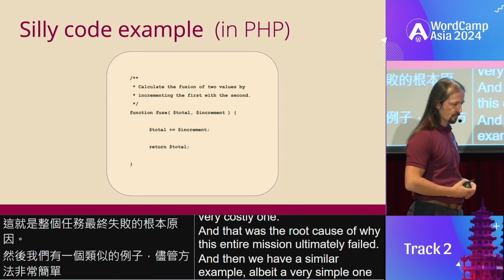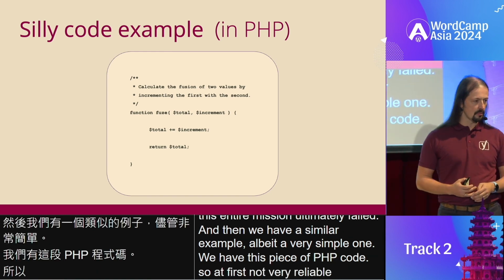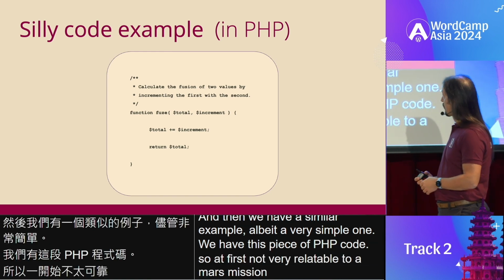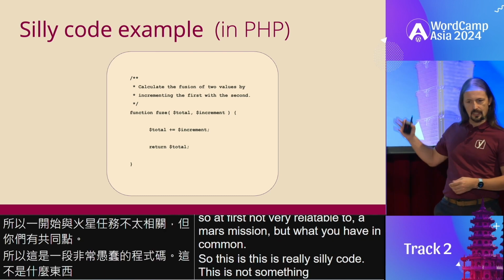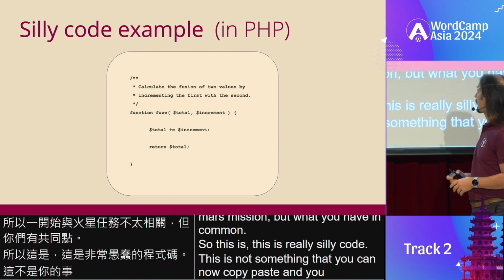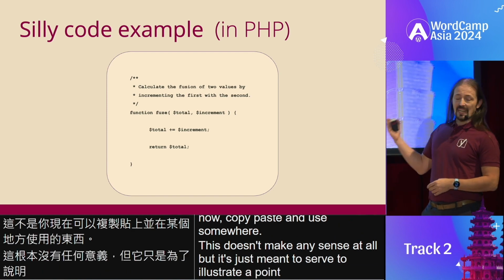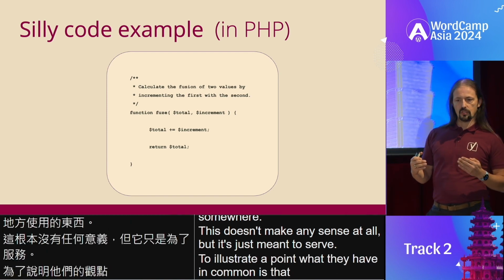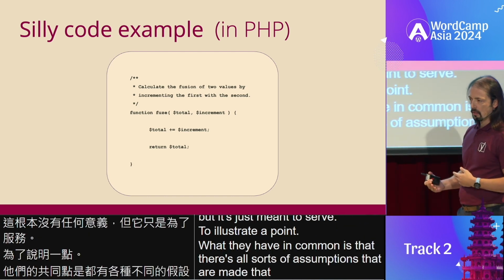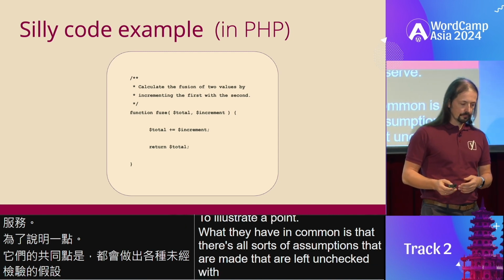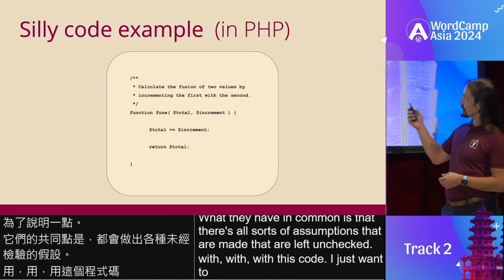We have this piece of PHP code. So at first not very relatable to a Mars mission. But what they have in common, so this is really silly code. This is not something that you can now copy paste and use somewhere. This doesn't make any sense at all, but it's just meant to serve to illustrate a point. What they have in common is that there's all sorts of assumptions that are made that are left unchecked. With this code, I just want to show you how easy it is to miss some of these assumptions.